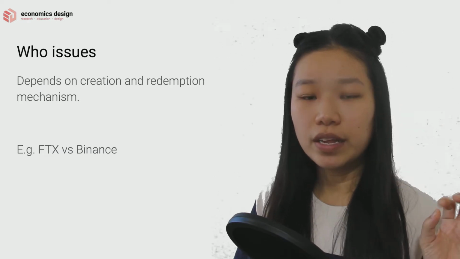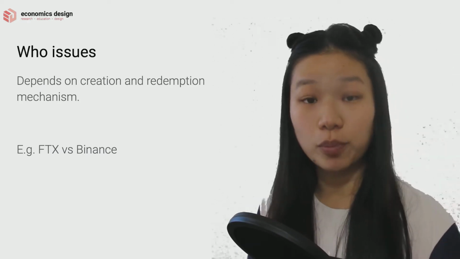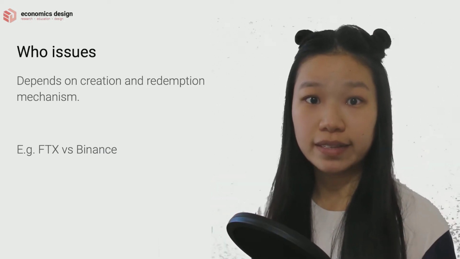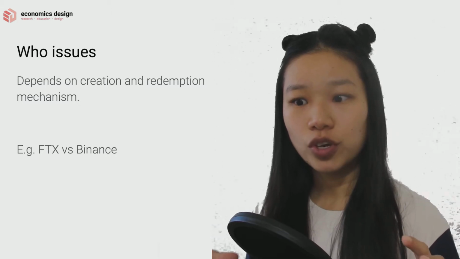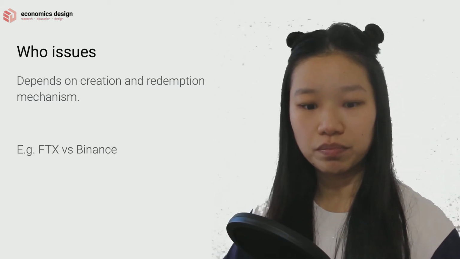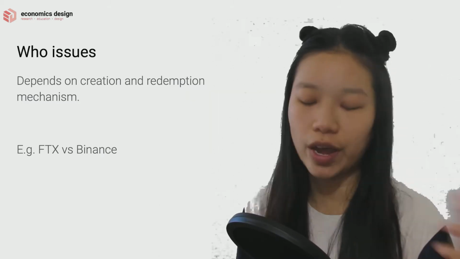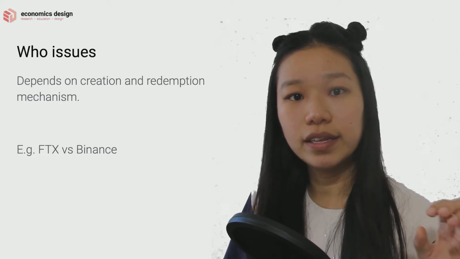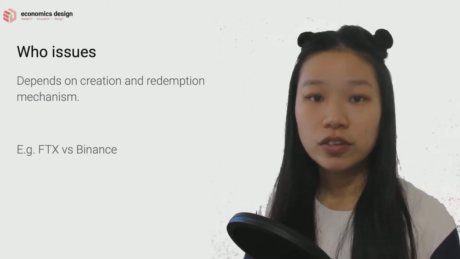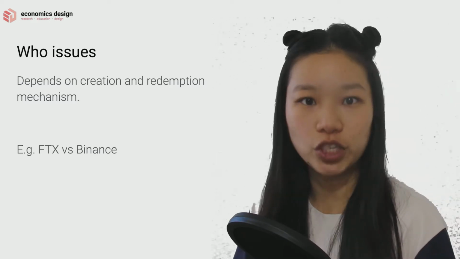Who issues it? It really depends on the creation and redemption mechanism, which is something that is also part of the token design. Let's take an example of FTX versus Binance, because Binance used to create its own leverage tokens. So these are two companies or projects that have leverage tokens, or used to have. Who issues it is really dependent on the token design. These are two case studies I'm going to bring up because these are two different types of issuance.